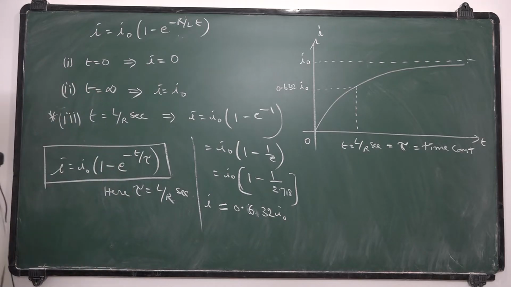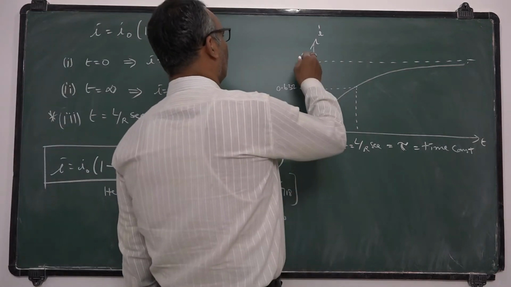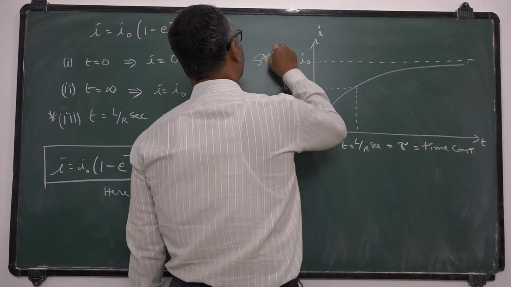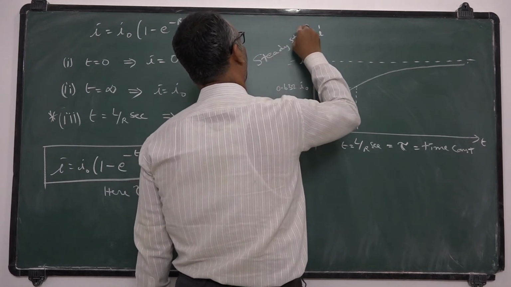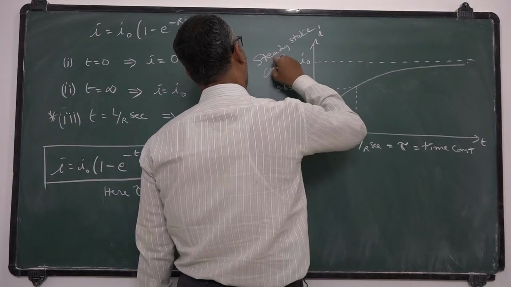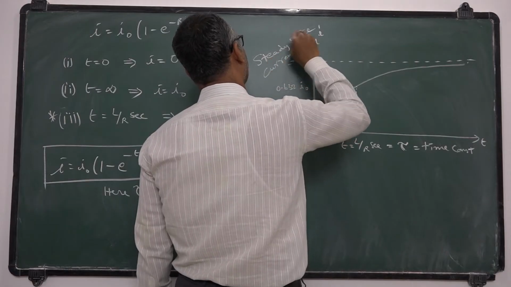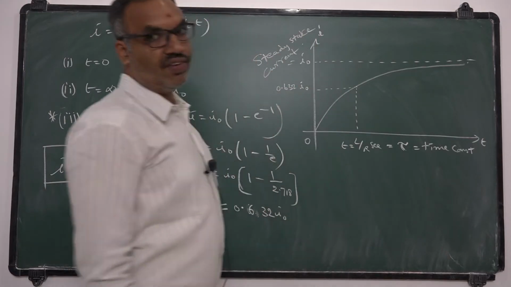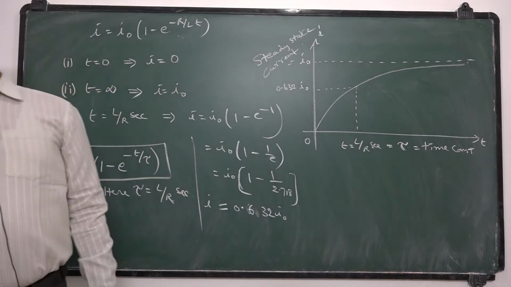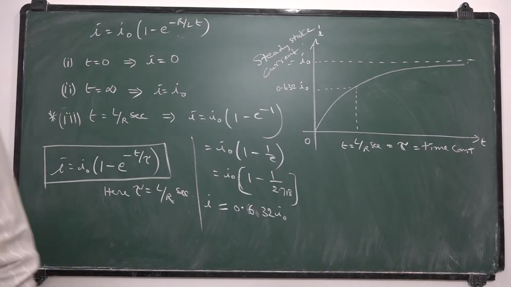This current is called steady state current. The maximum current is called steady state current. To get steady state current, it requires infinite time. 63% of the steady state current can be achieved within L by R seconds.